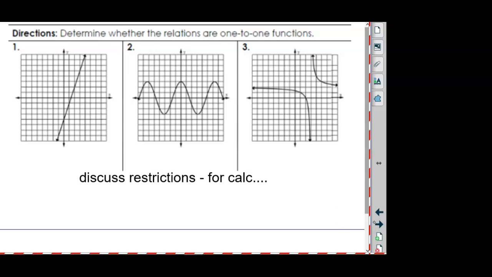This sounds all complicated, but this is clearly passing the vertical line test. Would it also pass the horizontal line test? Yes, so this is one-to-one, which means it is a function and its inverse would be a function.